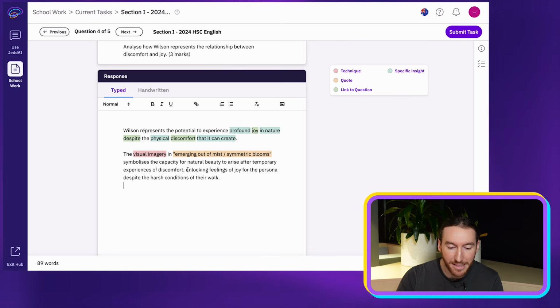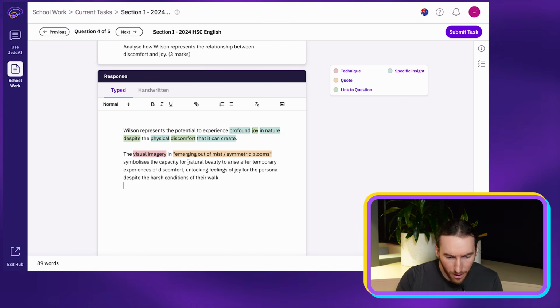The point here is you can have beauty arise after temporary discomfort. Why do I say temporary? Mist, it's like half there. So mist has got this connotation of a temporary or fleeting kind of discomfort where you can't see what's at the end of it, but then there's this joy that's unlocked when you see the beauty on the other side, when you just go with it. So look, that's just an interpretation. I think you can get away with that one. So let's go with that.